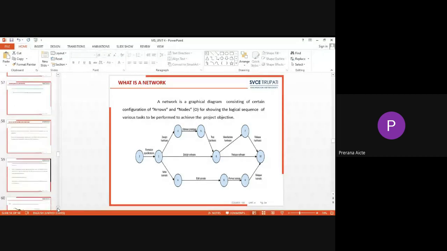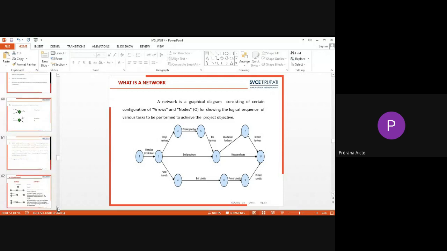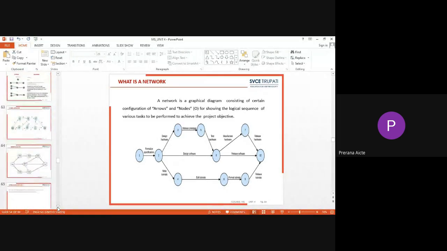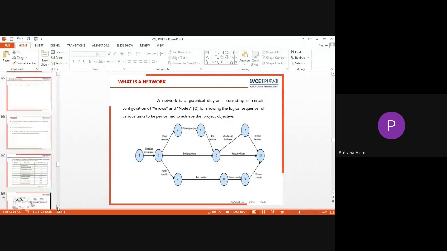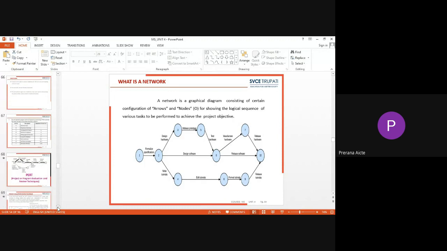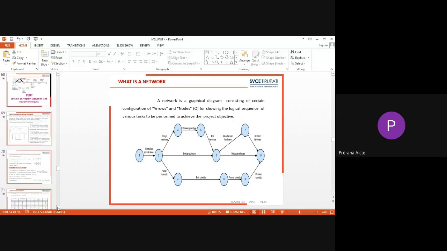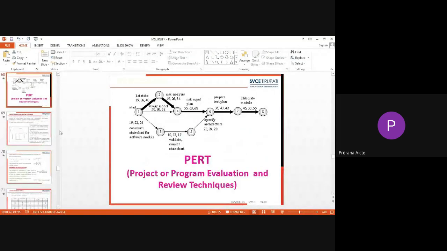Okay, here you observe there are certain things which need to be clearly understood before starting the actual construction of a network. So we'll go through one by one. First of all, we'll see about the program evaluation and review technique. So here we observe this program evaluation review technique.